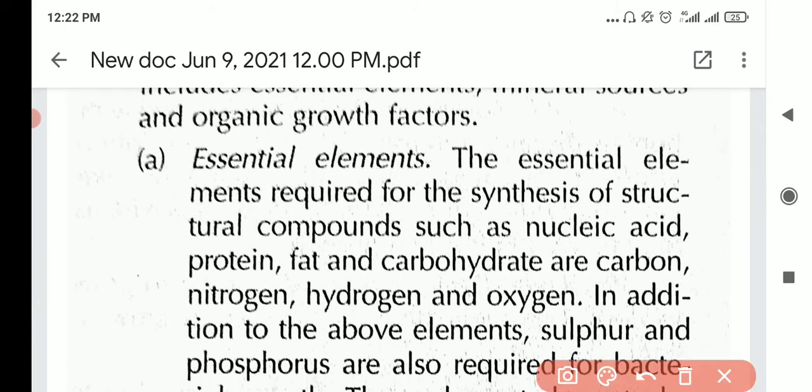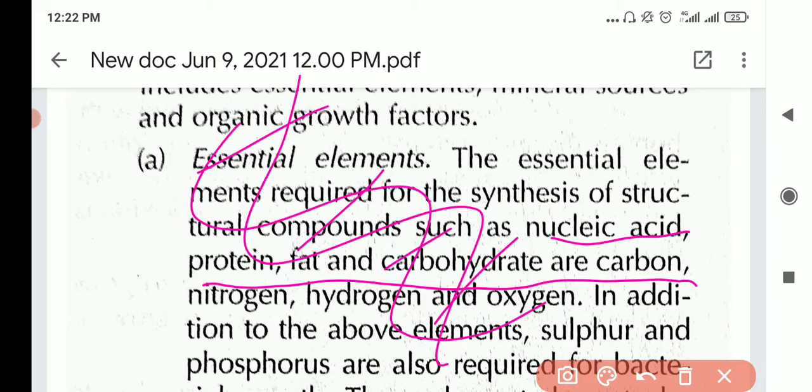So the first type is the essential elements. They are the nucleic acid, protein, fat, carbohydrate. So the main structural compound of any living thing, like you and me, I have DNA, you have DNA. So DNA is made up of nucleic acids, no? Then from the DNA, we will synthesize the proteins, okay? Proteins, an example is the enzymes, no? Enzymes in my body, okay, which will digest the food, okay?